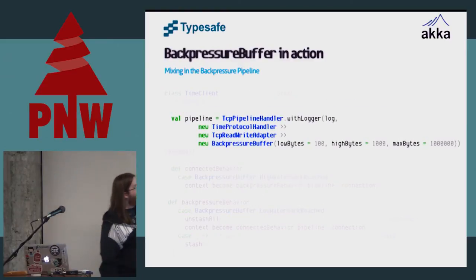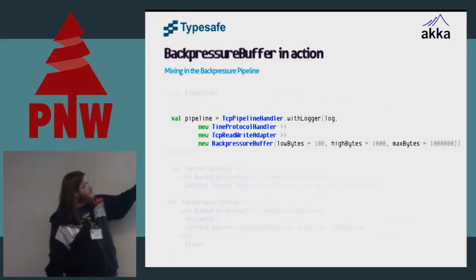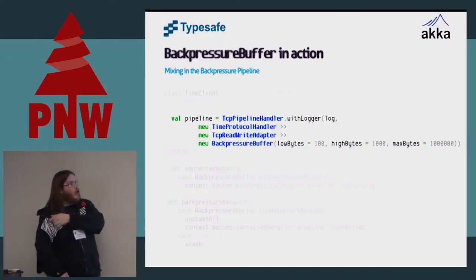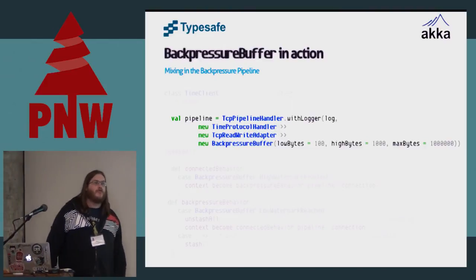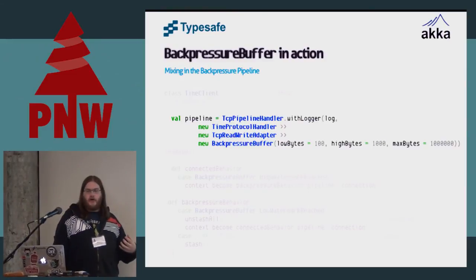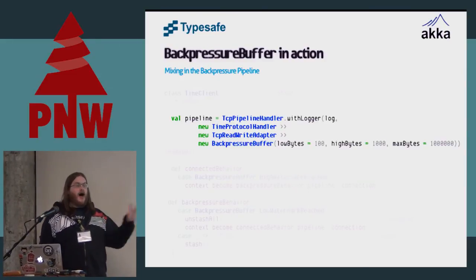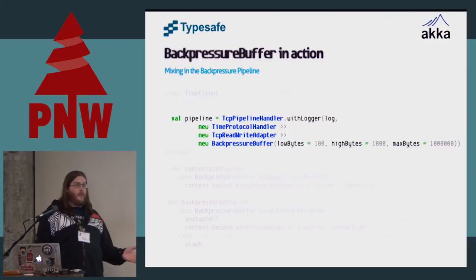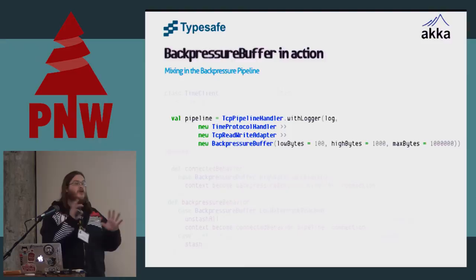In the pipeline, we've now mixed in a back pressure buffer. We set our low threshold, our high threshold, and the maximum number of bytes that can go through. And now we'll get signals from the back pressure buffer when it's at a high water mark or at a low water mark. A high water mark means you need to back off for a while, and low water mark means you don't need to back off anymore.